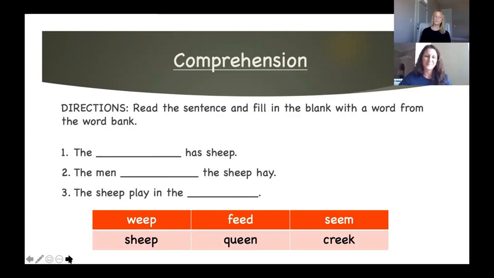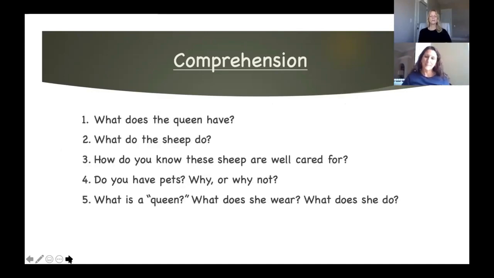Great job. Okay, let's go ahead and answer our questions here, or fill in the blanks here. The blank has sheep. The queen has sheep. The men blank the sheep hay. The men feed the sheep hay. Good job. And the sheep play in the creek. Nice work. Okay, so what does the queen have, Angela? The queen has sheep.